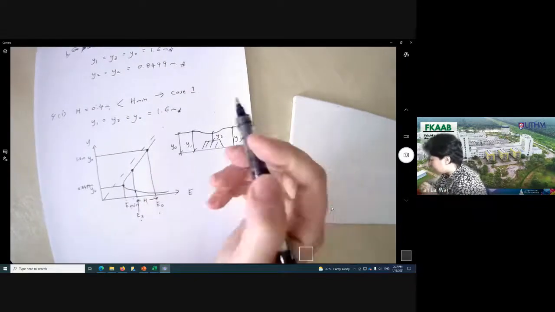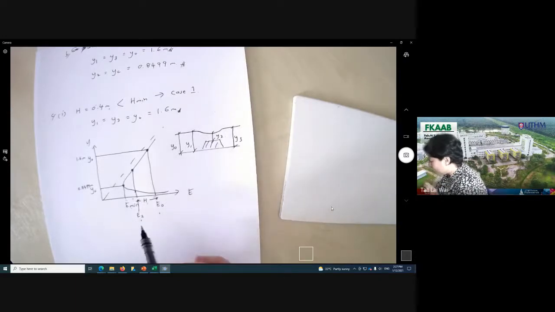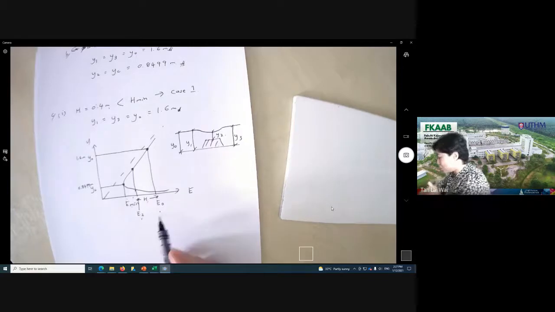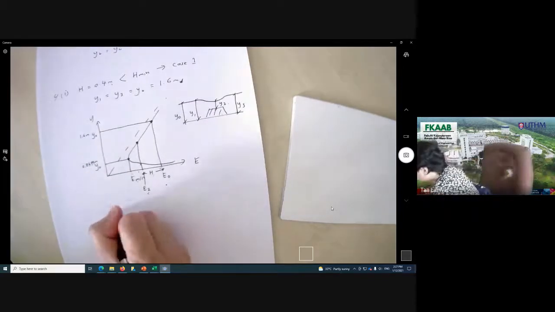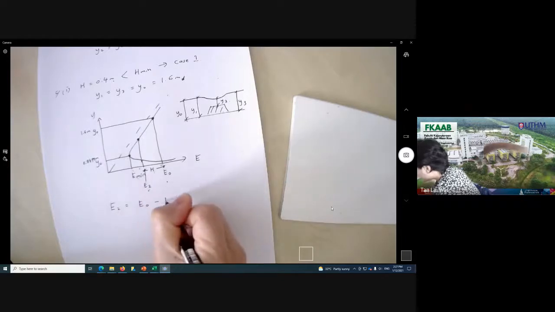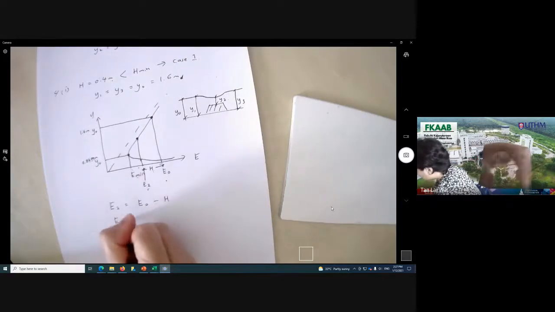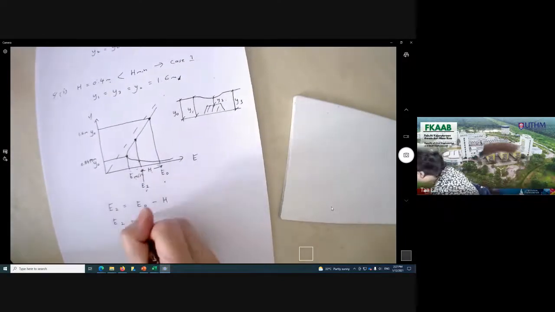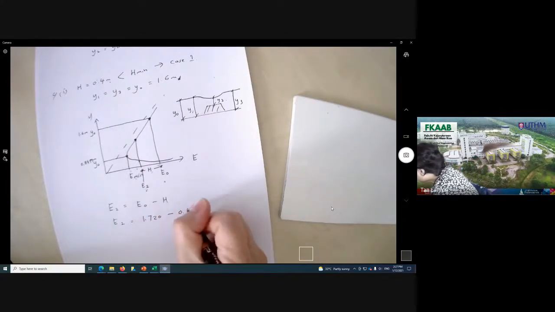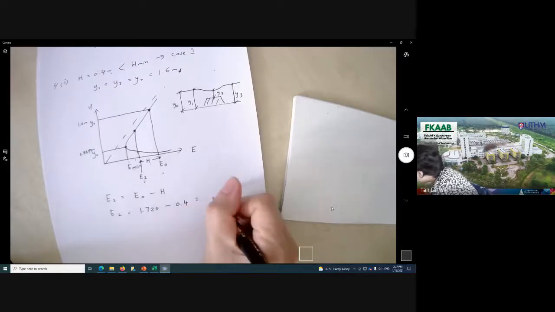Now, here's the thing. We need to find y2. How do we need to find y2? We need to know E2. So therefore, E2 is E naught minus H. Our E naught is 1.720 minus H 0.4. Therefore, E2 is 1.320 meter.